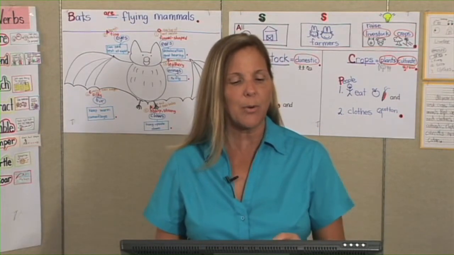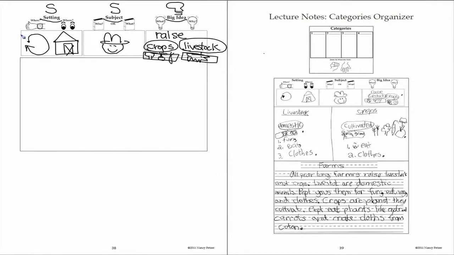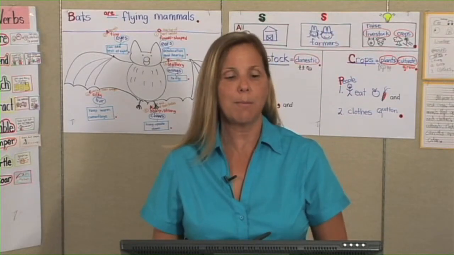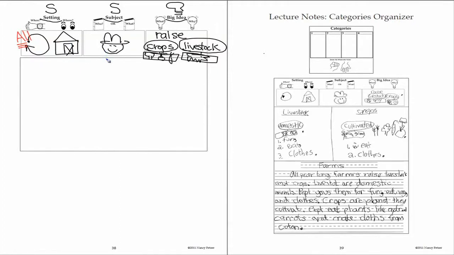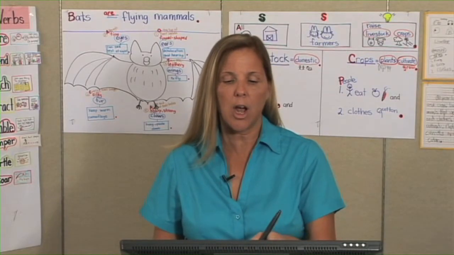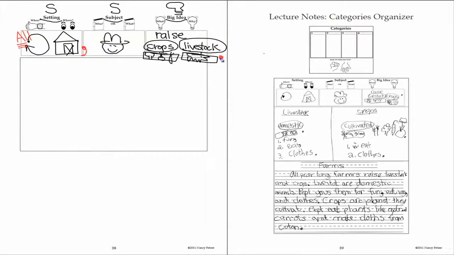So we started off with all year long. I'm going to write the word all because I know that I always need to begin with what at the beginning of my sentence, everybody? Capital. So I'll put that there just to remember. All year long, farmers, that's my setting. After my setting, what do I put? A comma. Farmers raise crops and livestock. I'm done with my sentence. What do I put? Period.